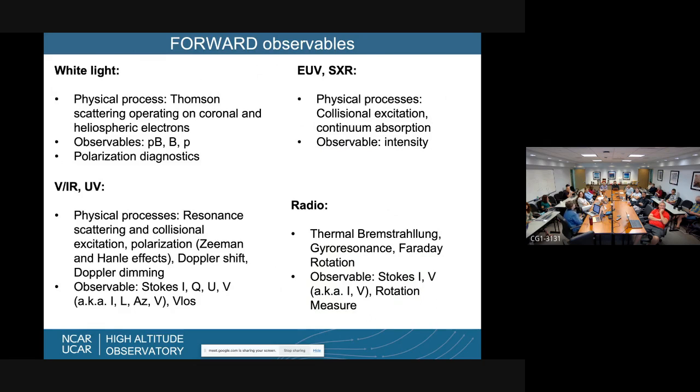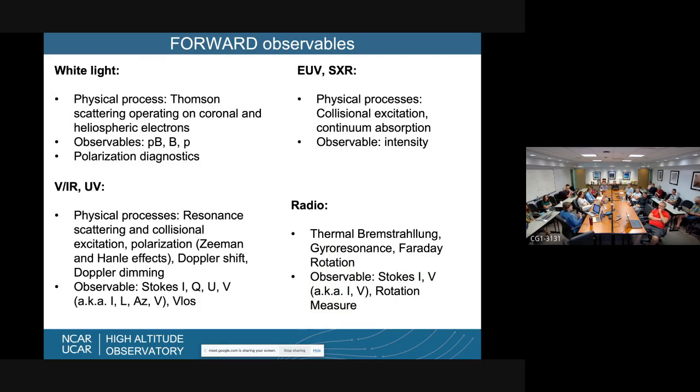We've got thermal Bremsstrahlung modeled, we've got gyroresonance, we've got Faraday rotation, and again, we've got Stokes I, as well as rotation measure, which is the Faraday rotation, which is a diagnostic of the magnetic field. So all of these things are probing different parts of the plasma.